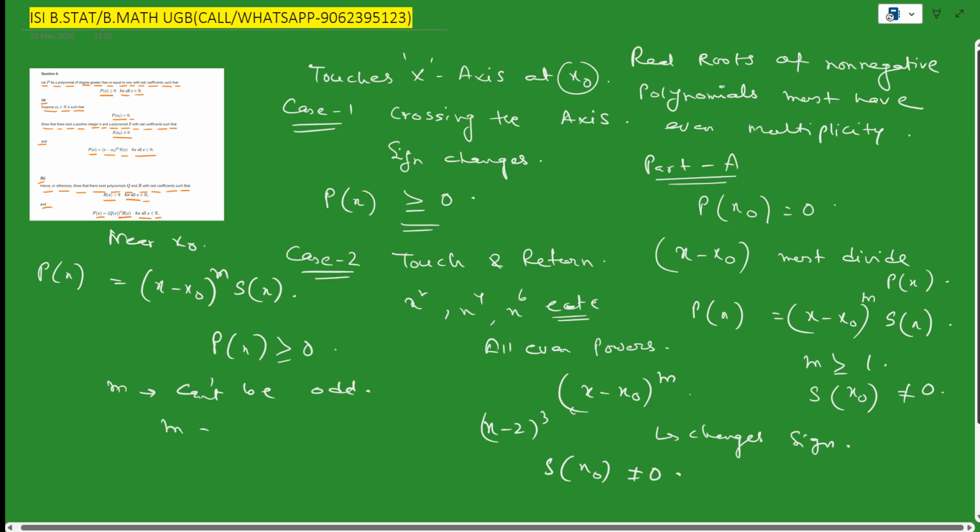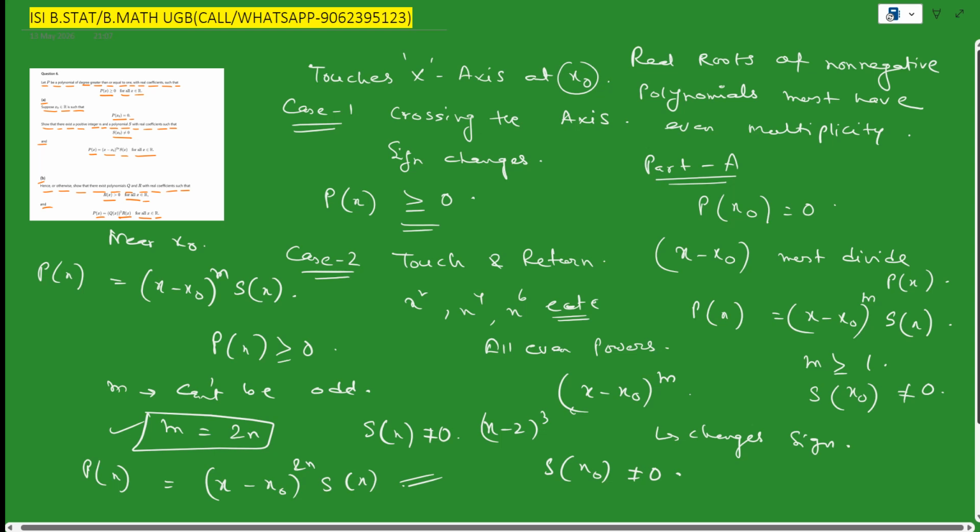Therefore m is 2n, for some positive integer n. Hence p of x is (x minus x0) to the power 2n times s of x, with s of x not equal to 0. So done. Now students, notice how beautifully analysis and algebra merged here. We used the graph intuition, sign behavior, factorization and continuity. So this is real mathematical maturity.